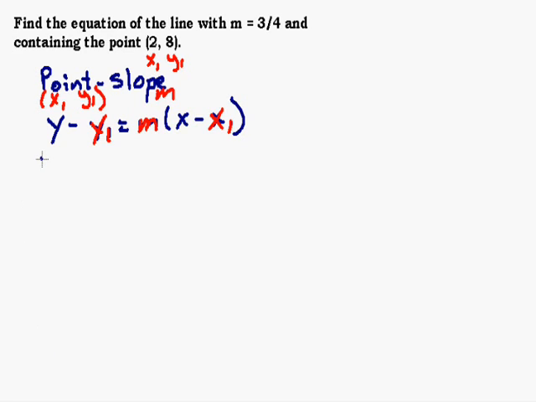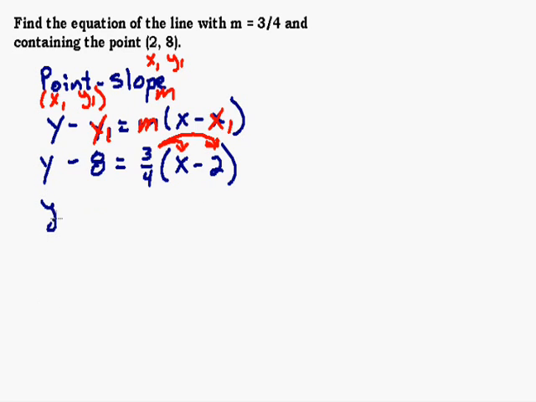Alright, so let's start. Here we go. We bring down the y, bring down the minus. The y1 value, that's 8, equals m, that's 3/4. We're just plugging these in. Bring down the parenthesis, bring down the x, bring down the minus. x1 is 2. So we plug all those in. Now what we want to do is simplify it and get y by itself. So the first thing we're going to do is distribute the 3/4 into the parentheses. And then we'll add that 8 over and we'll be done.